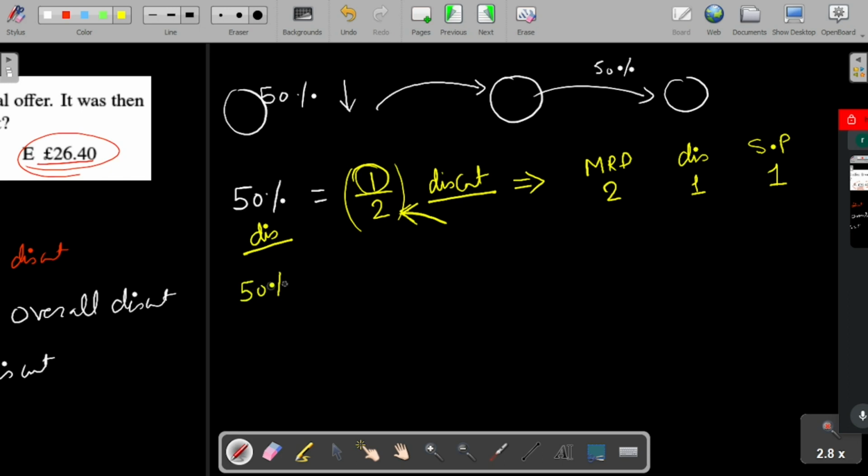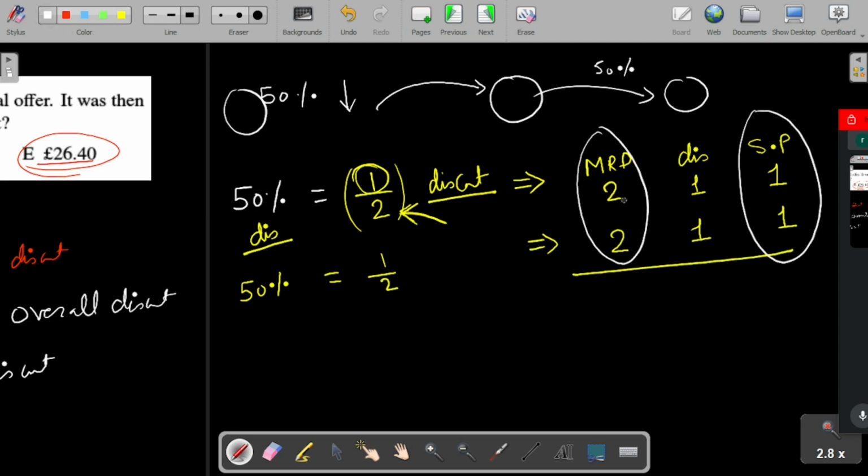Similarly, again you have given 50%. So again, it's 1 by 2. What does 1 by 2 mean? MRP was 2, 1 has been discounted, so selling price was 1. After this, what you have to do? Just multiply these columns again. So 2 twos are 4, 1 one is 1.